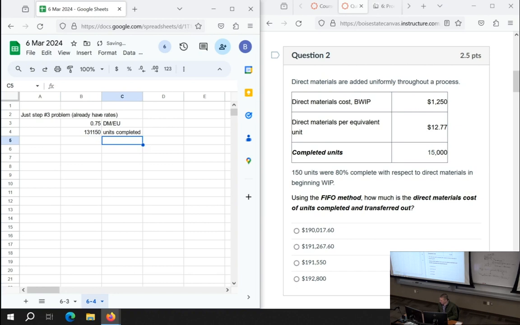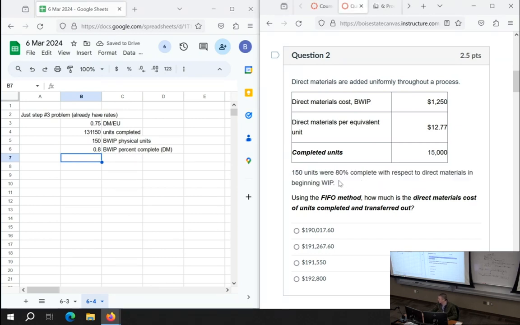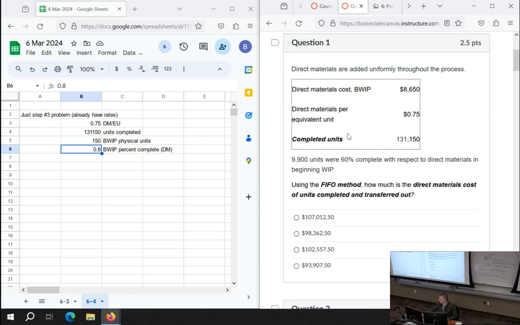Right, and we also have our beginning WIP. Physical units, 150, and beginning WIP percent complete with respect to direct materials is 0.8. Just copying over from the problem, this part right here. Okay, so this is 9,900, and this is 0.6. I was about to be really, really confused. Thank you.